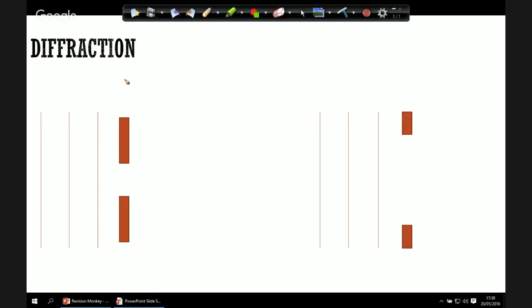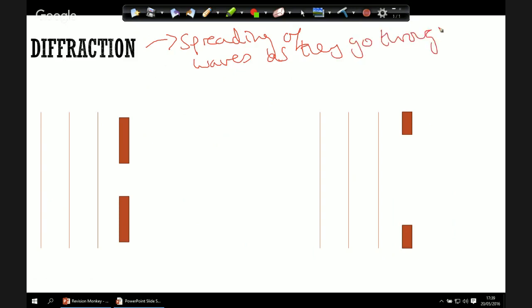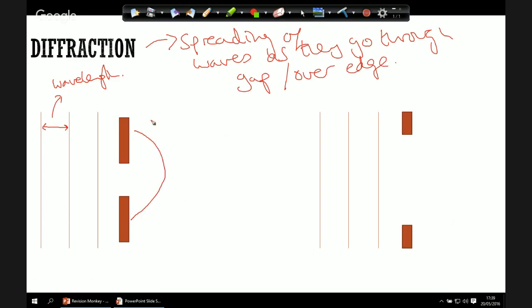Diffraction is when the light waves spread out as they go through a gap. So the spreading of light waves, or any wave, as they go through a gap. Could be through a gap, or it could be over an edge, like a mountain or something like that. So the key is, if you have the waves coming in like this, to measure the wavelength, we'd look between these two lines, and that would tell us the wavelength of the waves going through. Now with diffraction, as the waves go through, they will bend through this gap.